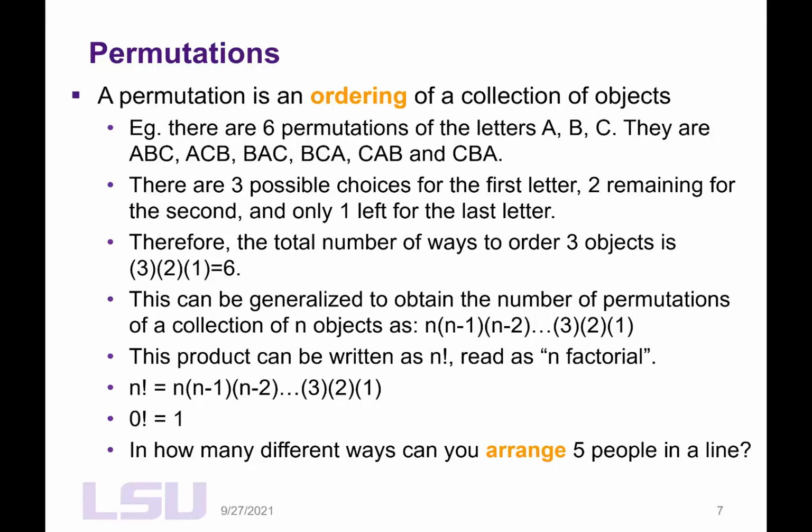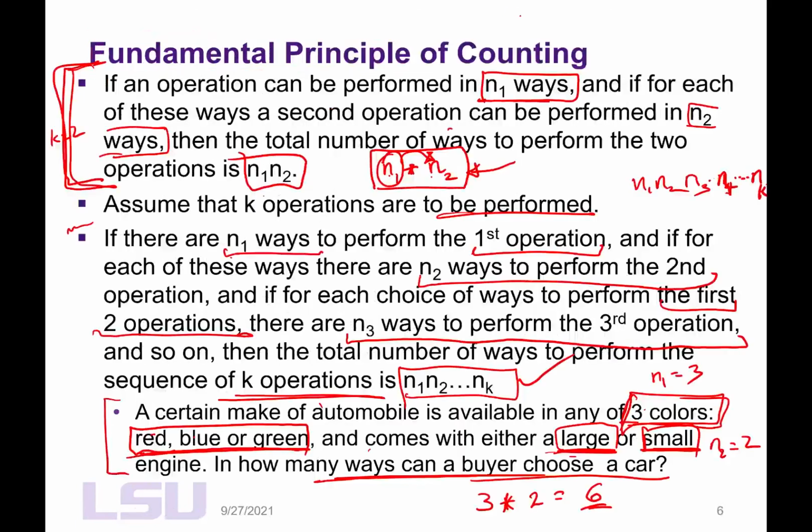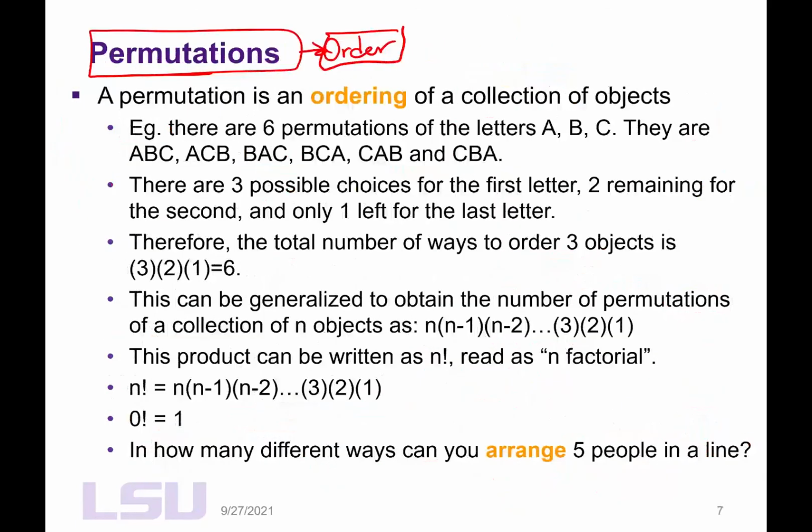A permutation is an ordering of a collection of objects. So it is very important to realize that when we talk about permutations, order is important. So link permutations with order in your mind, because shortly we will talk about combinations. And with combinations, order is not important. With combinations, we just care about selection, the number of ways you can make a selection. And they're not the same.